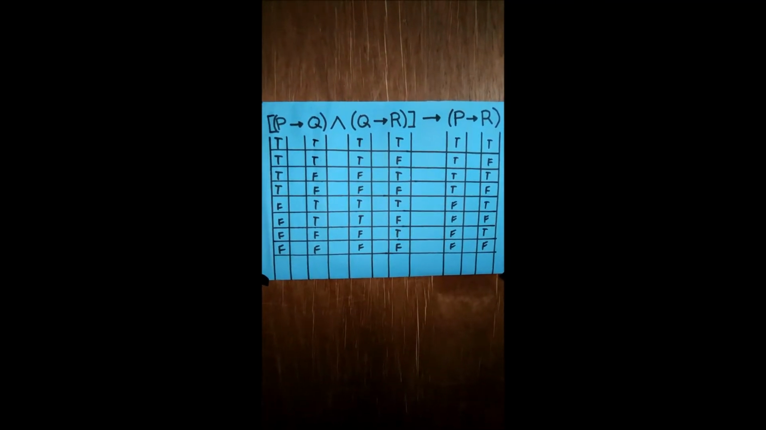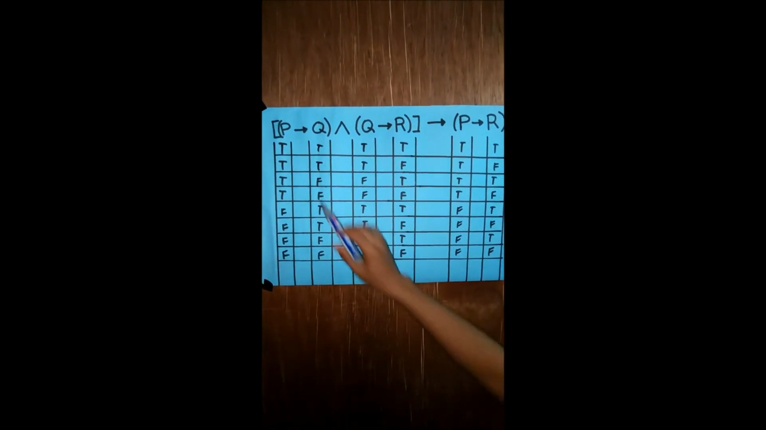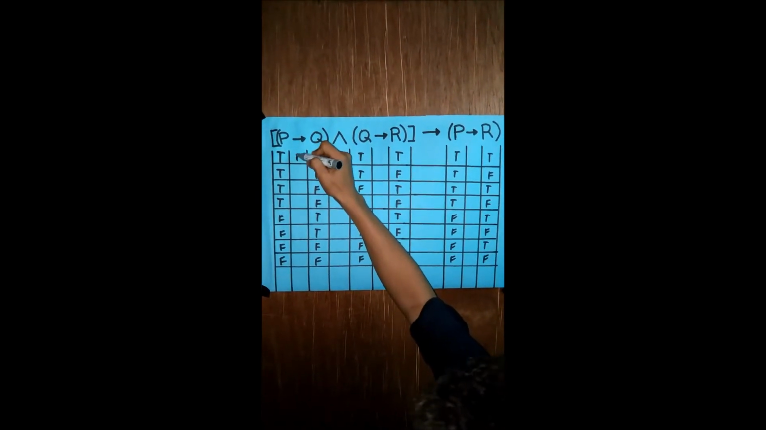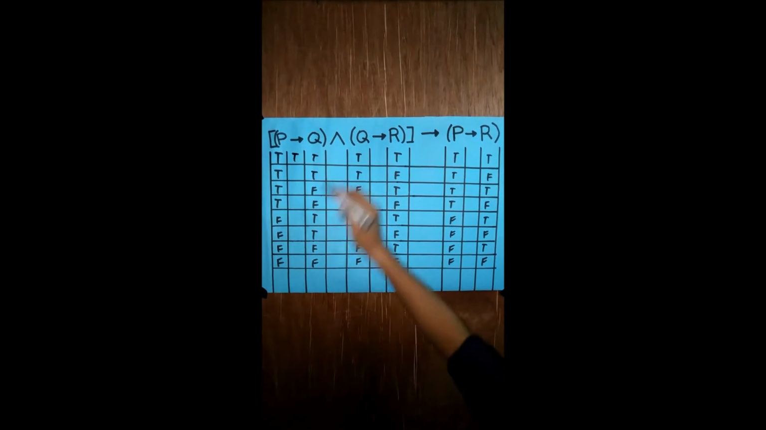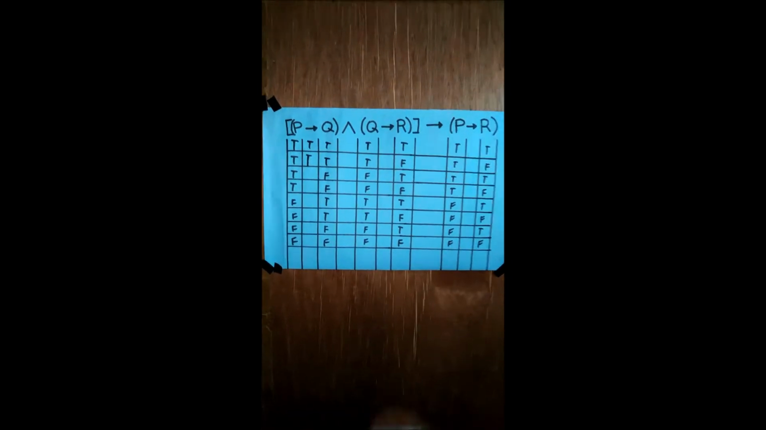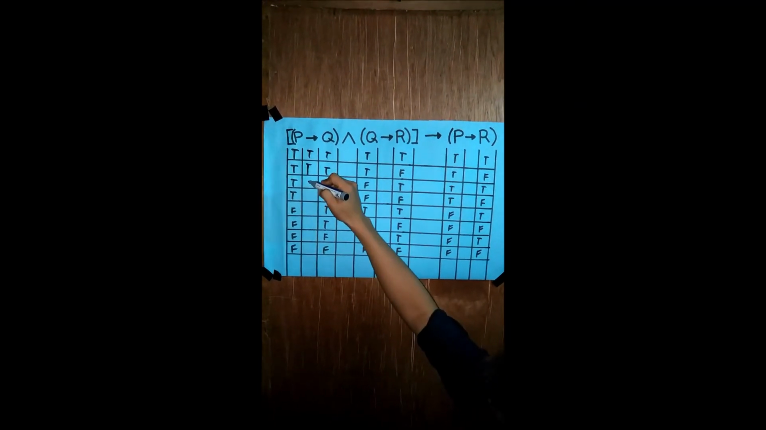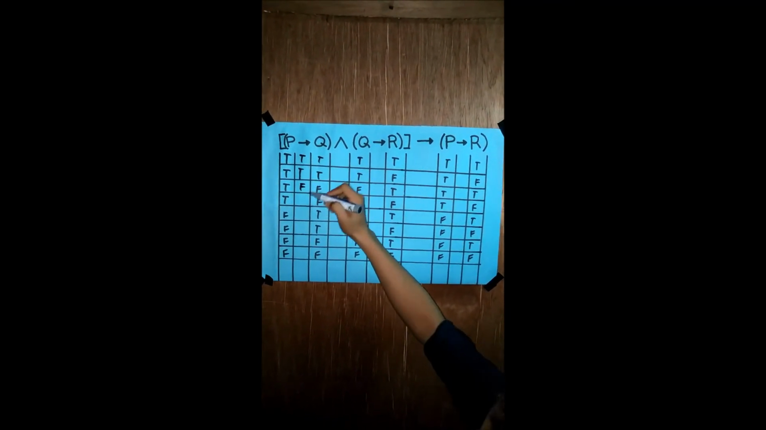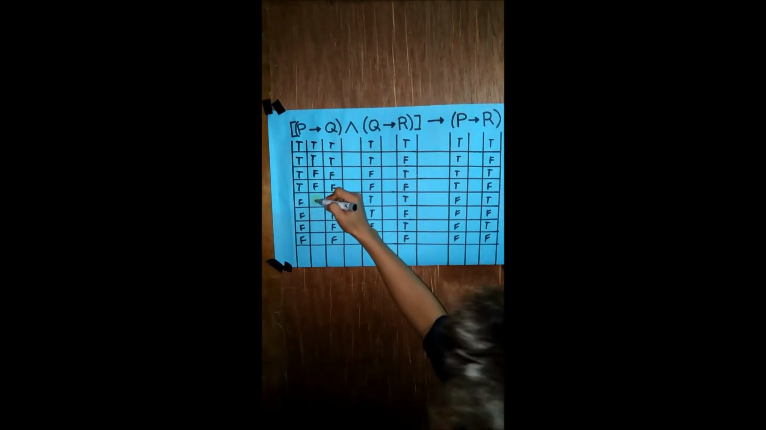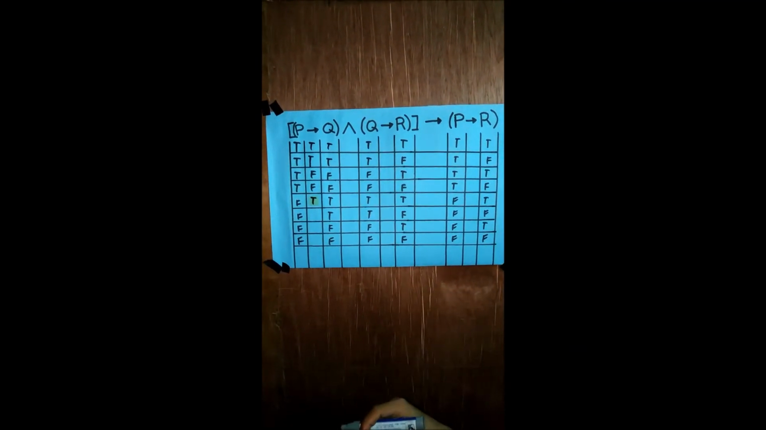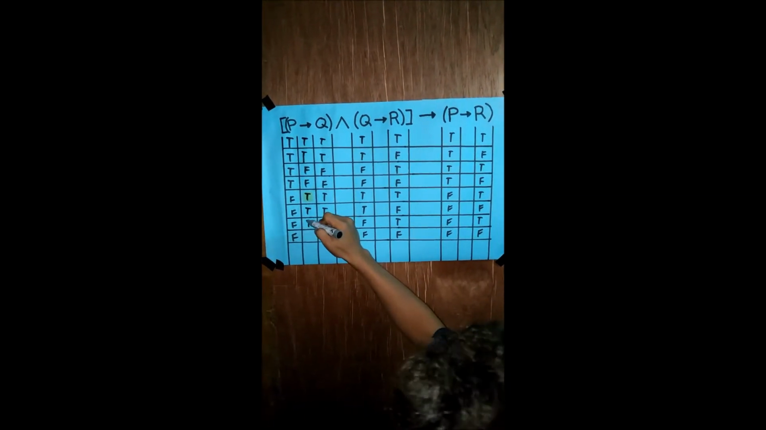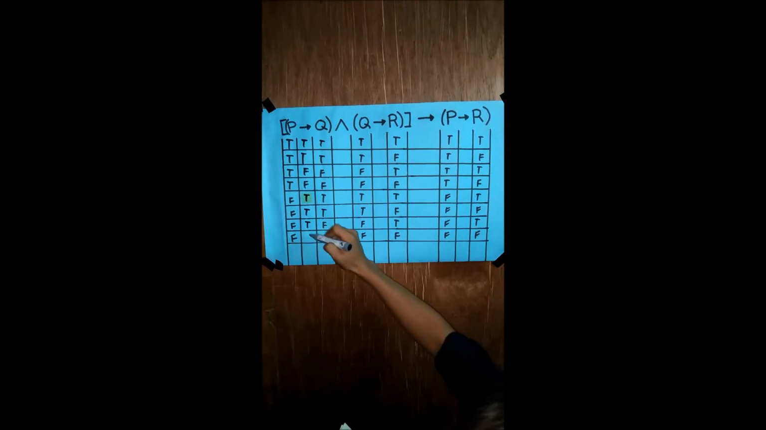So following PEMDAS, we're going to solve first the one enclosed in parentheses. T implies T is T. T implies T is T. T implies false is false. T implies false is false. F implies T is T. F implies T is T. F implies F is T. F implies F is T.